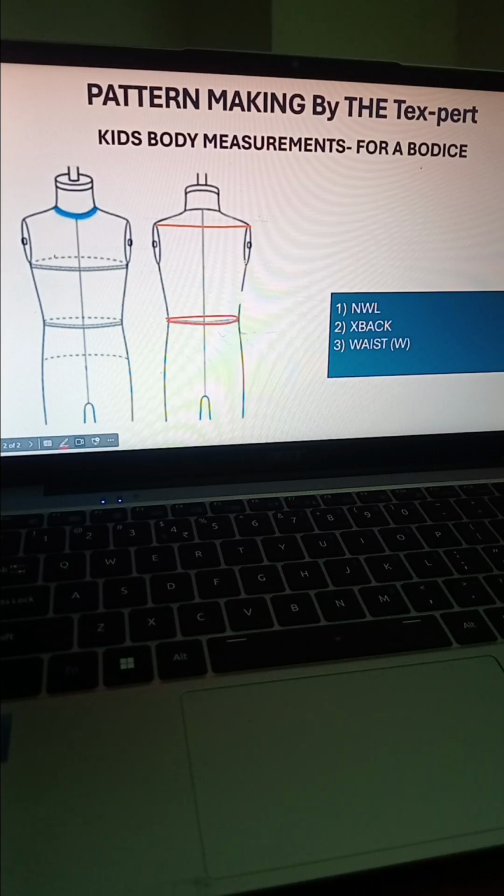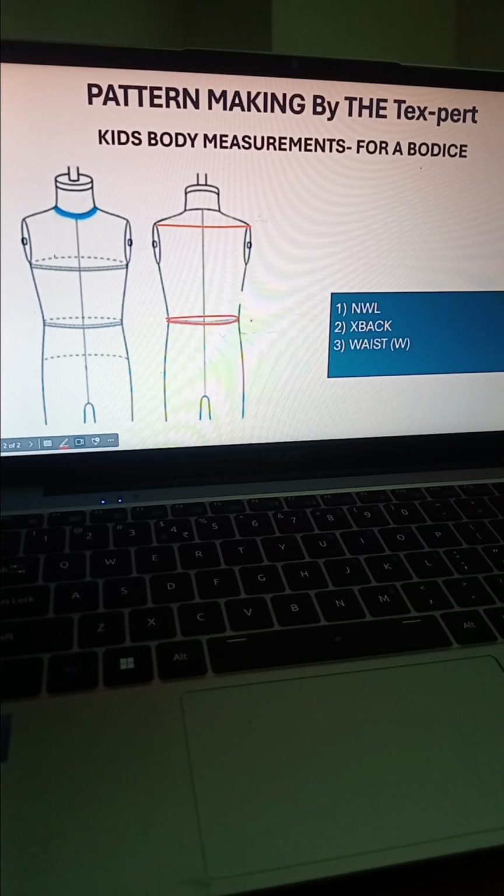Actually, tailoring has order. In measuring, we first measure the length, then we add the width-wise measurements, from an educational point of view. The length-wise measurements are those I measure from up to down, so we start with the natural waist length. After that, we measure the cross back, which is up, and the waist, which is down. So these are the key measurements that we need to make a bodice for a kid.